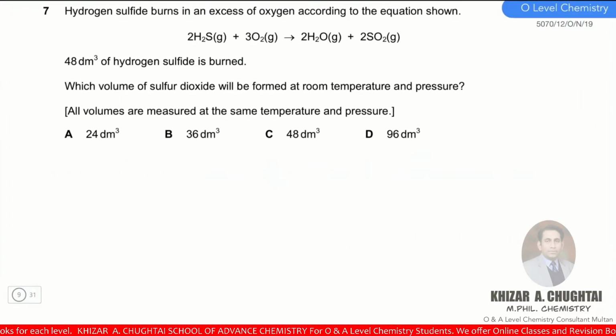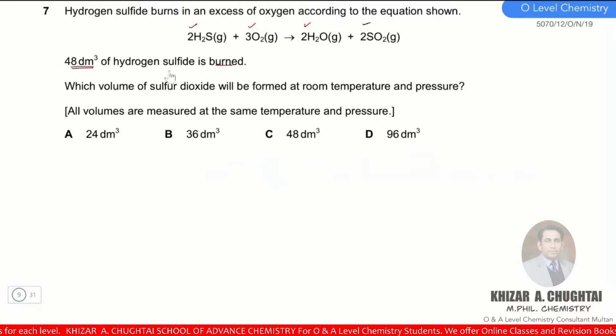Question number 7. Hydrogen sulfide burns in excess oxygen according to the following equation. H2S plus oxygen goes to H2O gas, I mean steam, and SO2 gas. 2 mole of H2S and 3 mole of oxygen are going to react together to make 2 mole of steam and 2 mole of SO2.